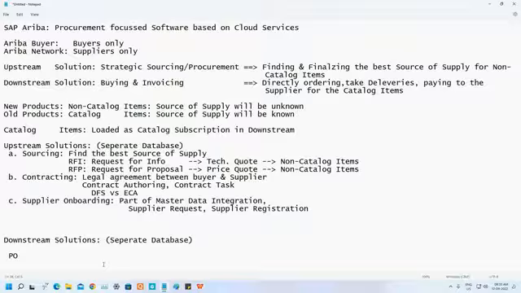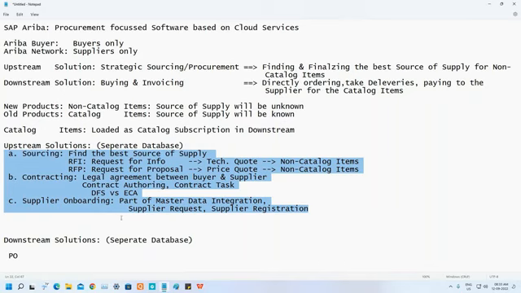What are your views? Why? Because remember one thing, supplier onboarding is part of the upstream solution. Upstream solution has its own upstream database. So when I say supplier registration is completed, supplier is available, it is available for upstream only, not downstream.